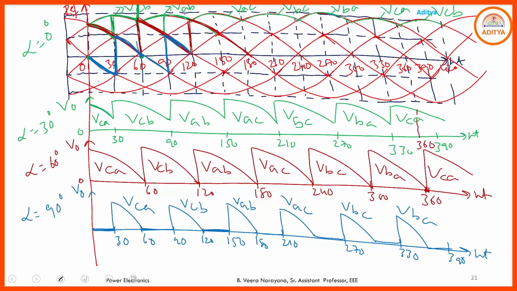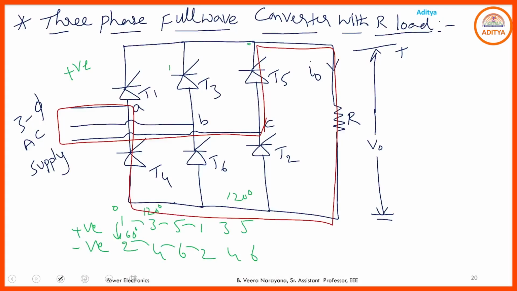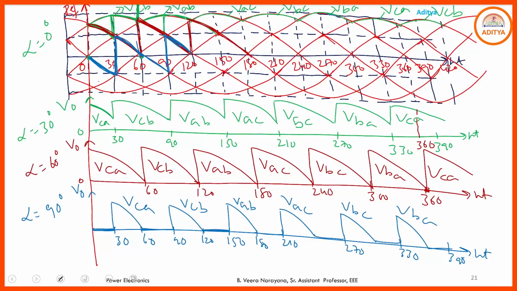So from these waveforms, what you observe here, I am going with only resistive load, 3-phase full wave converter with resistive load. These are the 3 different output voltage waveforms for alpha equal to 30 degrees, alpha equal to 60 degrees and alpha equal to 90 degrees. From these 3 waveforms you conclude that if alpha is less than 60 degrees, then we are getting the continuous conduction mode, and alpha greater than or equal to 60 degrees, then we are getting the discontinuous conduction mode. Why is it called discontinuous? The output voltage reaches 0 here, and correspondingly the output current is also 0.